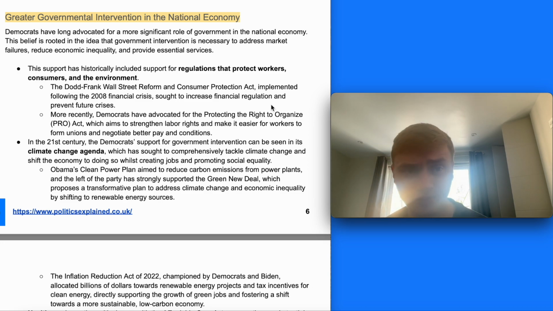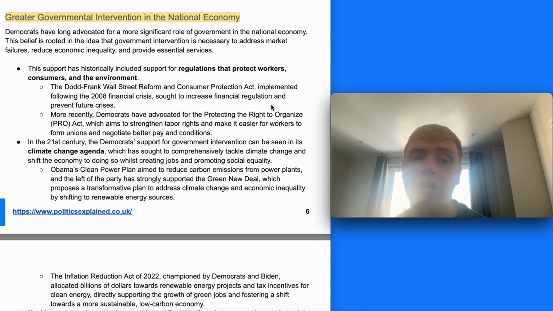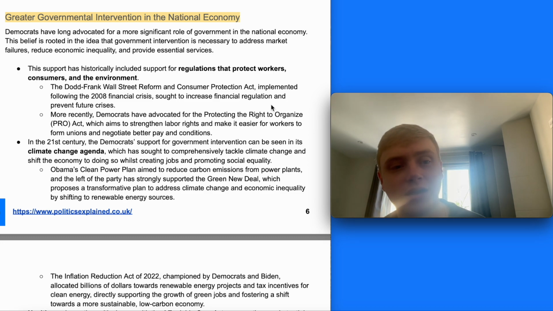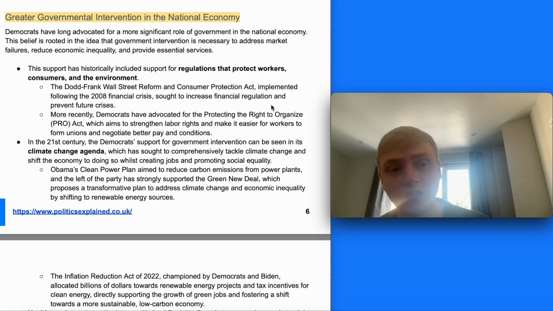This is rooted in the idea that government intervention is necessary to address market failures, reduce economic inequality, and provide essential services. This has historically included support for regulations that protect workers, consumers, and the environment. The Dodd-Frank Wall Street Reform and Consumer Protection Act, implemented following the 2008 financial crisis, sought to increase financial regulation and prevent future crises. More recently, Democrats have advocated for the Protecting the Right to Organise Act, which aims to strengthen labour rights and make it easier for workers to form unions and negotiate better pay and conditions.